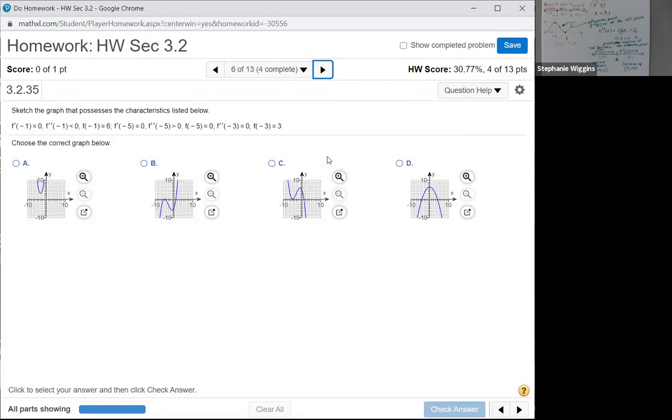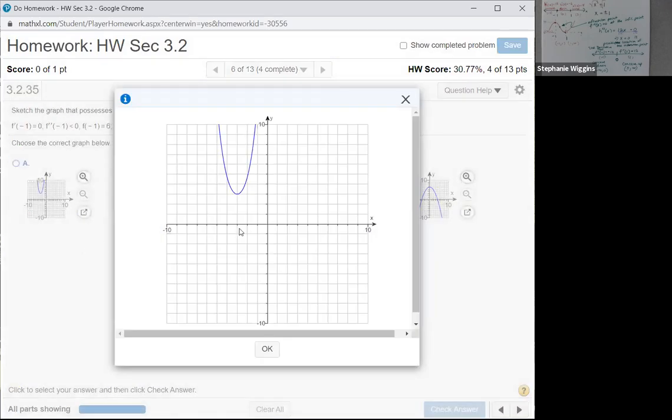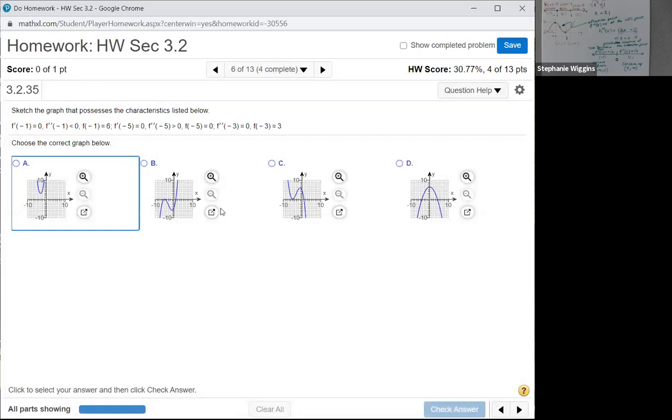The first derivative evaluated at -1 is 0. We're talking about the first derivative. That means -1 is a critical point. So you have either a max or a min at -1, right? So looking here, at -1, nope, there's no max or min. That one, A, is out.